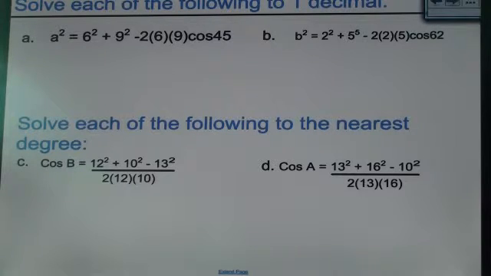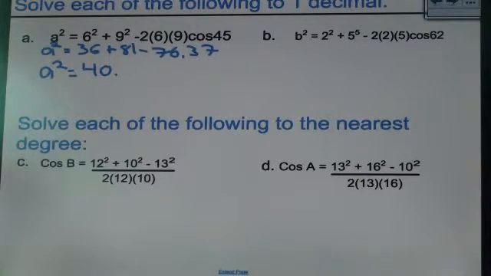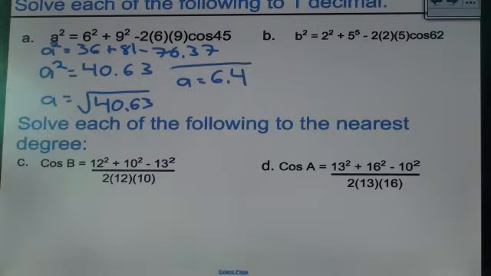So first I thought we should go through a bit of the math. And here, if we had a squared equal to that, we get a squared equal to 36 plus 81 minus, and if I put all that in my calculator, I get 76.37. Then I get a squared, after I add those two and subtract that, equal to 40.63. Well, the opposite of squaring is square rooting. So to get rid of the squared on the a, I square root both sides. I end up with a, I get that, and in the end, I get a equal to 6.4.